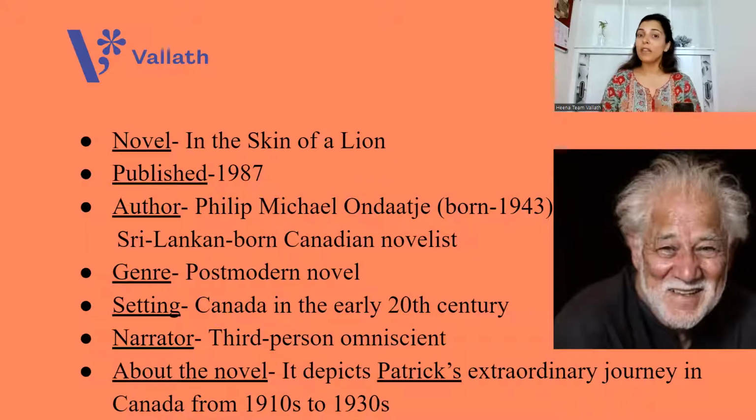The genre of In the Skin of a Lion is postmodern novel. Setting is Canada in the early 20th century. Narrator is third person omniscient who knows everything about what's going on in the characters' minds and hearts. And this novel depicts Patrick, who is the protagonist of this novel. It depicts Patrick's extraordinary journey in Canada from 1910s to 1930s.